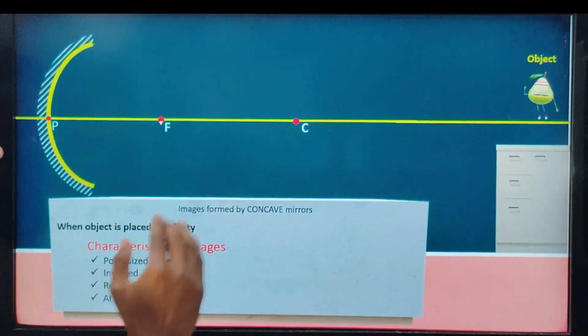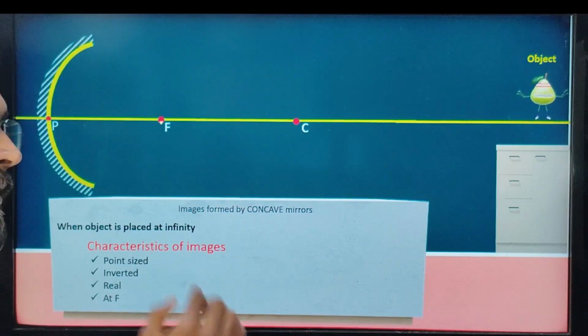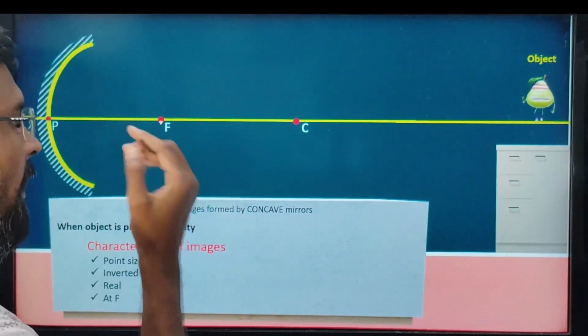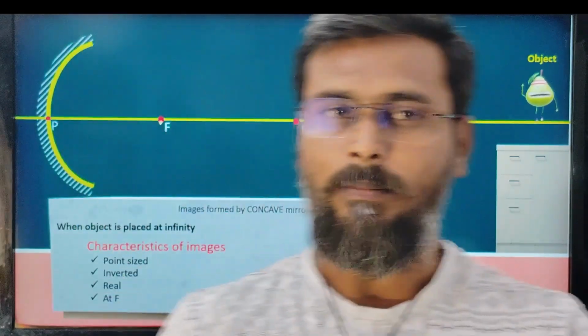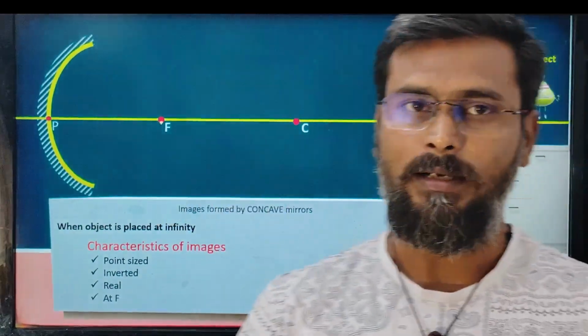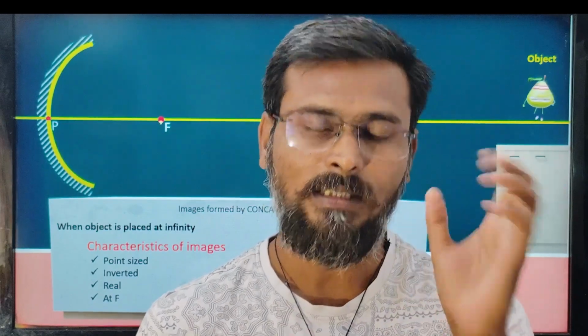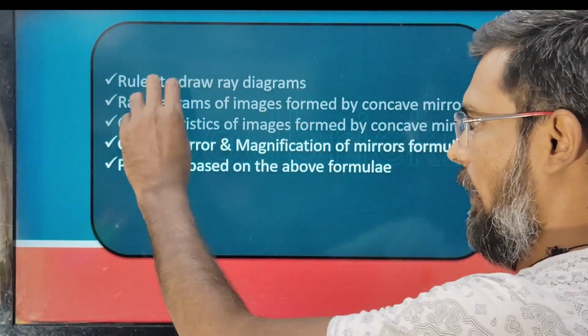And as per the trend, you can say it is an inverted image and it is real, and the image is forming at the focal point. So these are the characteristics. Till now we have discussed six different positions where the object is placed. Till now we have discussed these three topics.